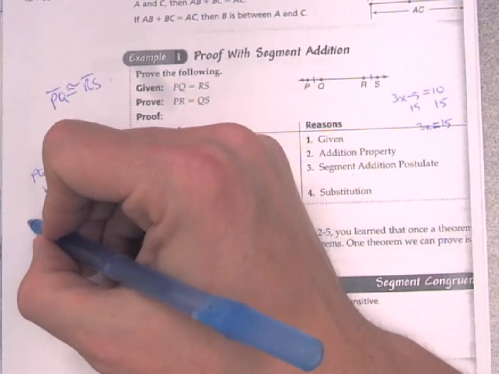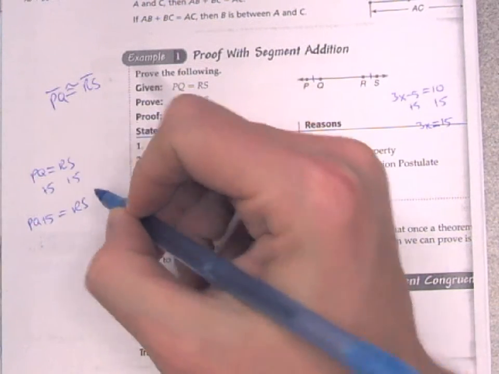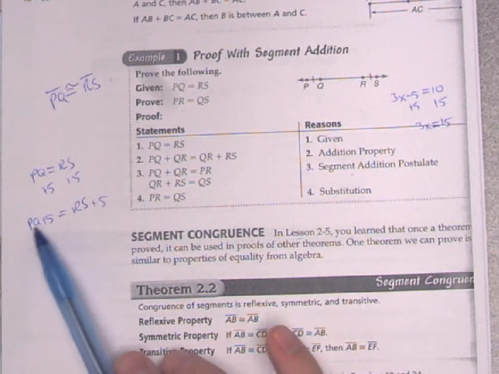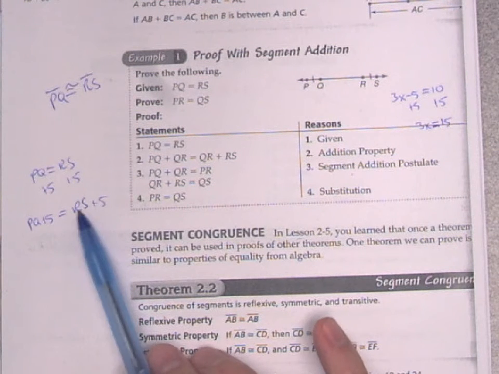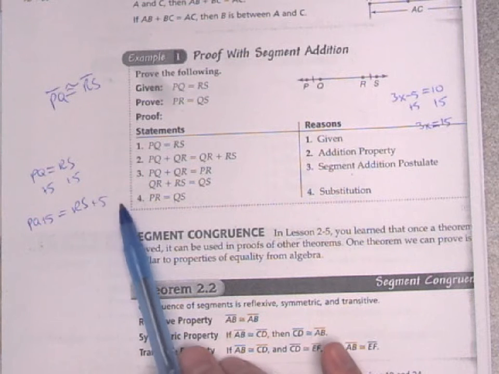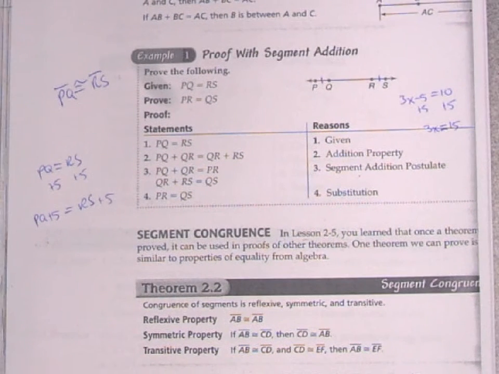So I know that whatever PQ is, if I add 5 to it, that's going to be equal to the measurement RS plus 5. Remember, these are just talking about the lengths of certain segments. So let's say that this was length 10 and this was length 10. Well, if I add 5 to both of them, they're both going to be 15 and 15, and I'm still going to have equality.